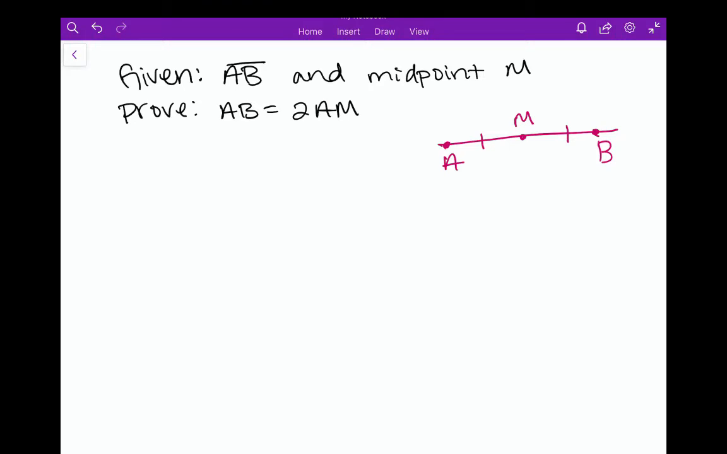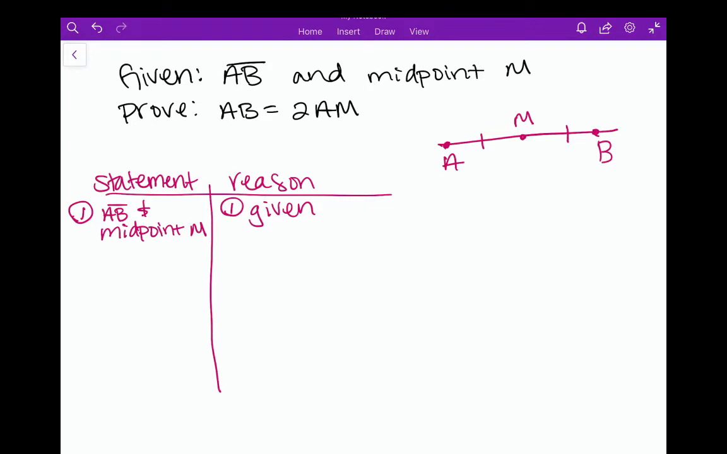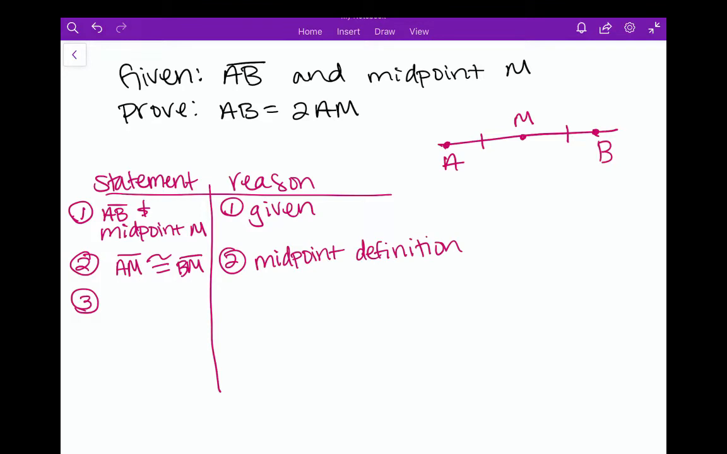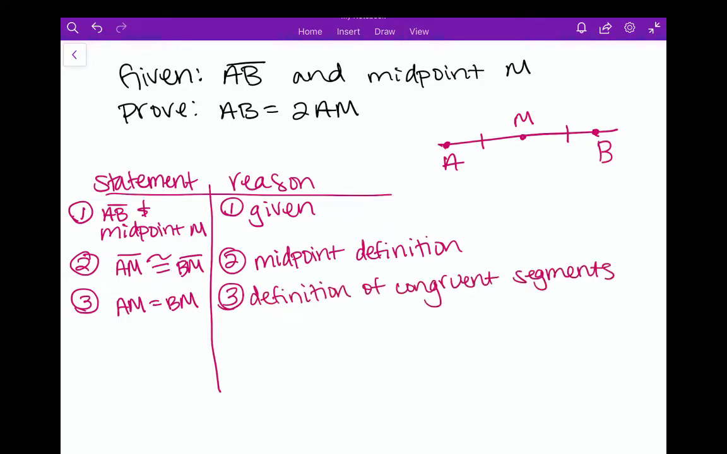Okay, so let's go ahead and set that up. Remember, the first statement will always be what was given, and our reason for that is that it was given. The next thing is we talked about that segment AM is congruent to segment BM, and that is by definition of the midpoint. So I'm going to say midpoint definition. If the segments are congruent, then the distances are equal, and that is the definition of congruent segments. Why is it important that I include that? It's important because I'm trying to prove something about distance, not about the segment. So I need to have distance in my proof.